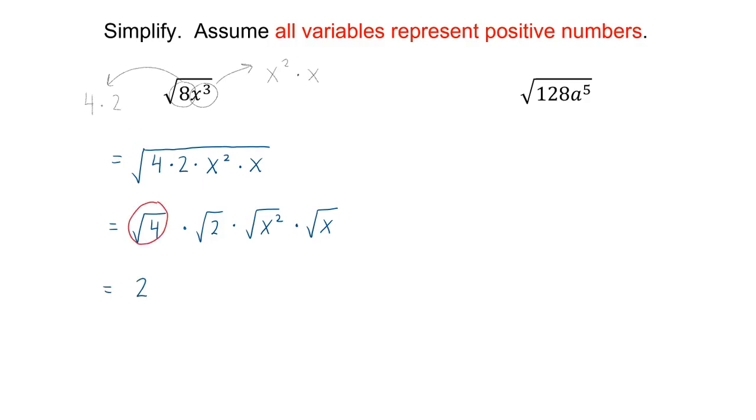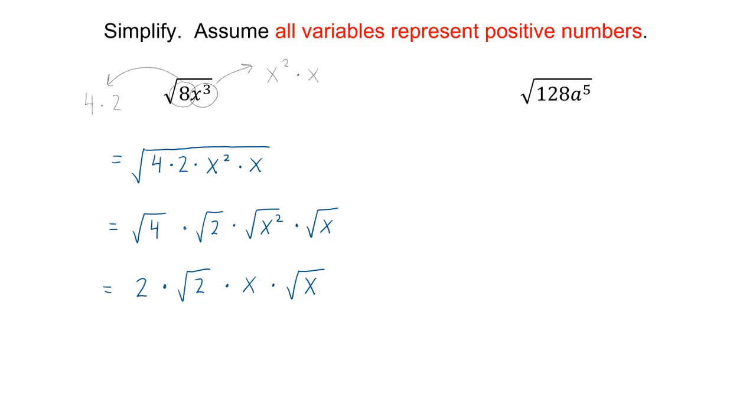The square root of 4 is 2 because 2 times 2 is 4. The square root of 2 is fully simplified, so it remains the square root of 2. The square root of x squared is x because x times x gives us x squared. Because the variable x underneath the square root symbol only has an exponent of 1, it's already fully simplified, so it remains the square root of x.